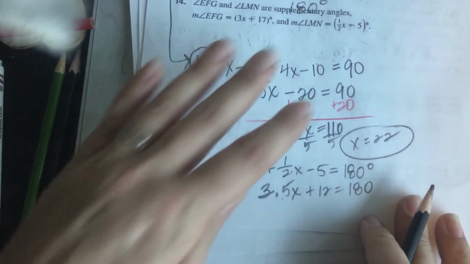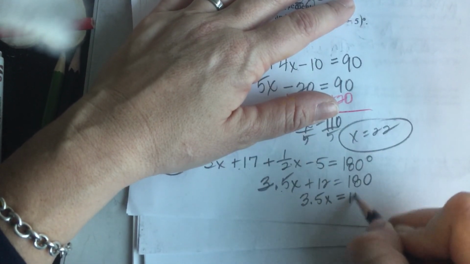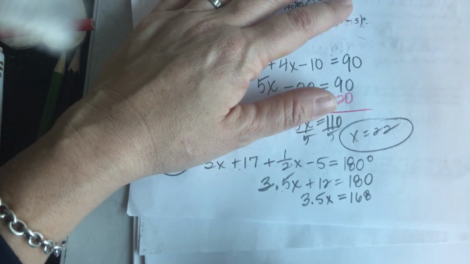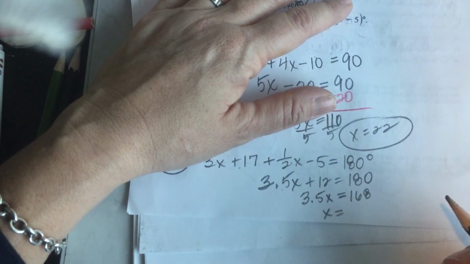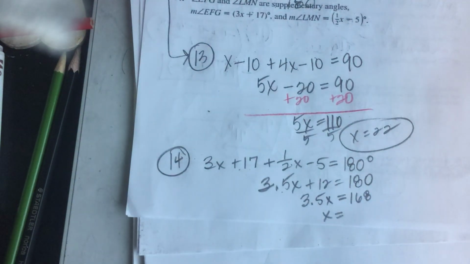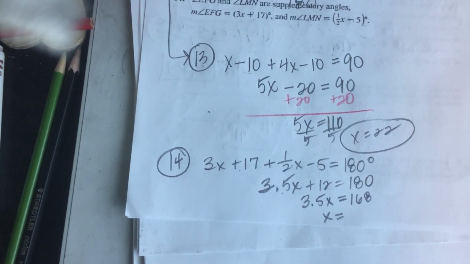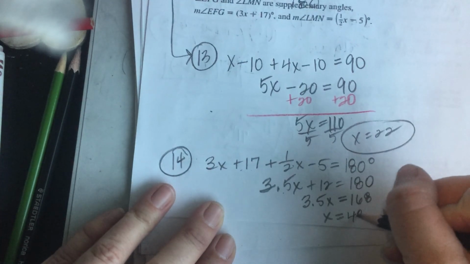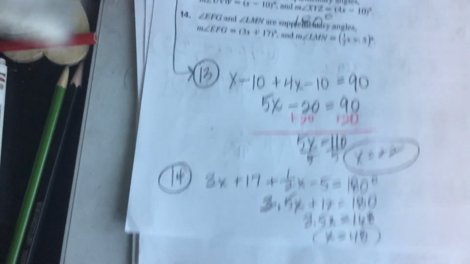When I subtract 12 from both sides, I'm going to get 3.5x equals 168. What do you get when you divide by 3.5? Should be 168. 180 minus 12 is 168. When I divide 168 by the 3.5, I'm getting 48. Okay, I didn't write down all the steps in there, but there's all your chapter 1.